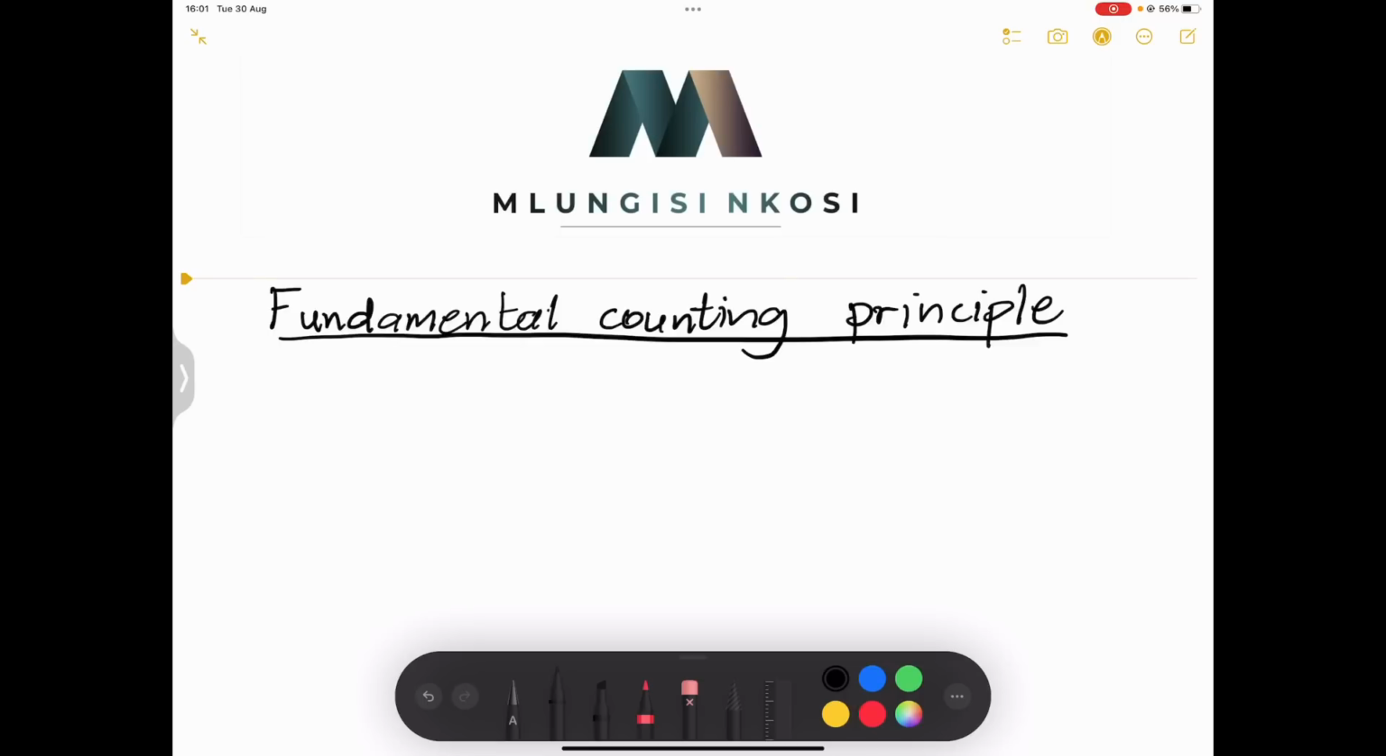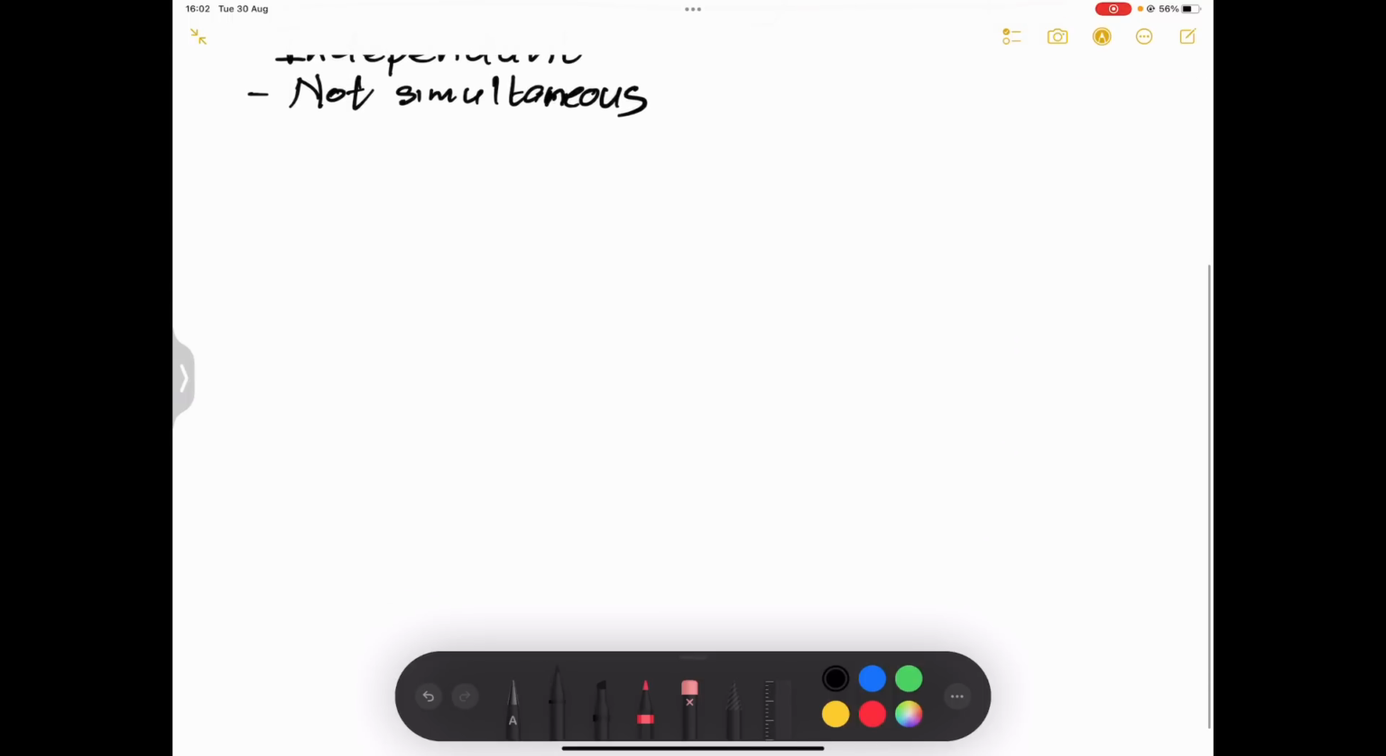Let's talk about the first one. In this case, we are going to be specifically looking at independent events. In this video, I'm going to be considering independent events, and events that are occurring one after the other, meaning events that are not occurring simultaneously. So it will be independent and not simultaneous in this particular case.